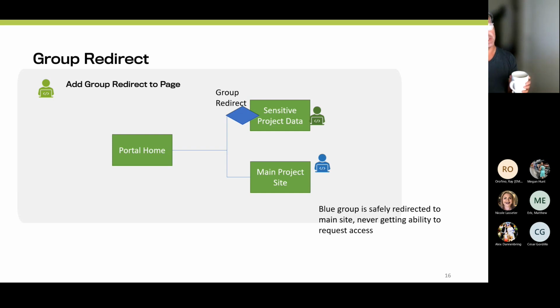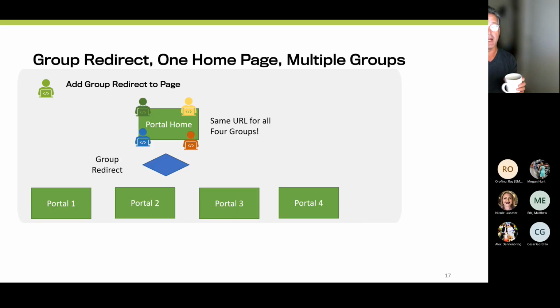And not only is it just redirecting, and we're going to see how many options we have for the rules and inclusions and exclusions, et cetera. But there's a lot of other use cases that you can have for Group Redirect. So imagine this. You've got 4 different groups of users: green, yellow, blue, and orangey red.